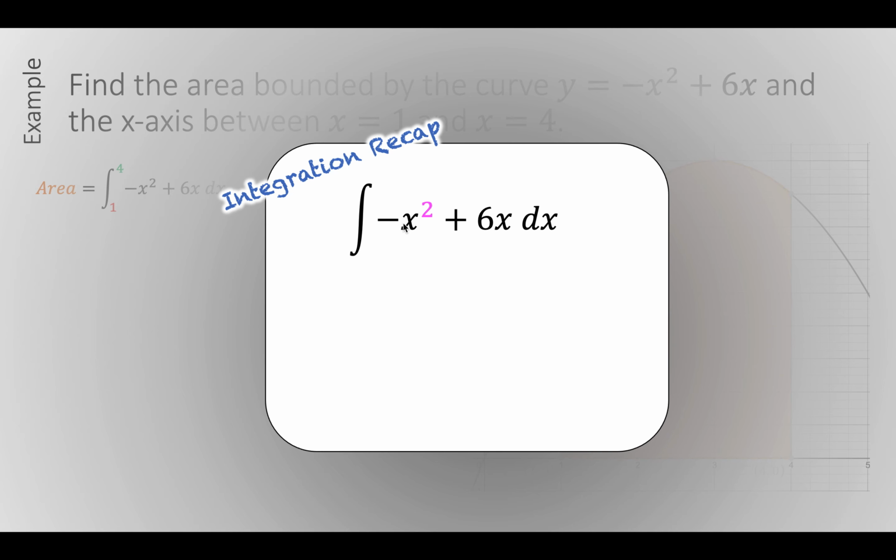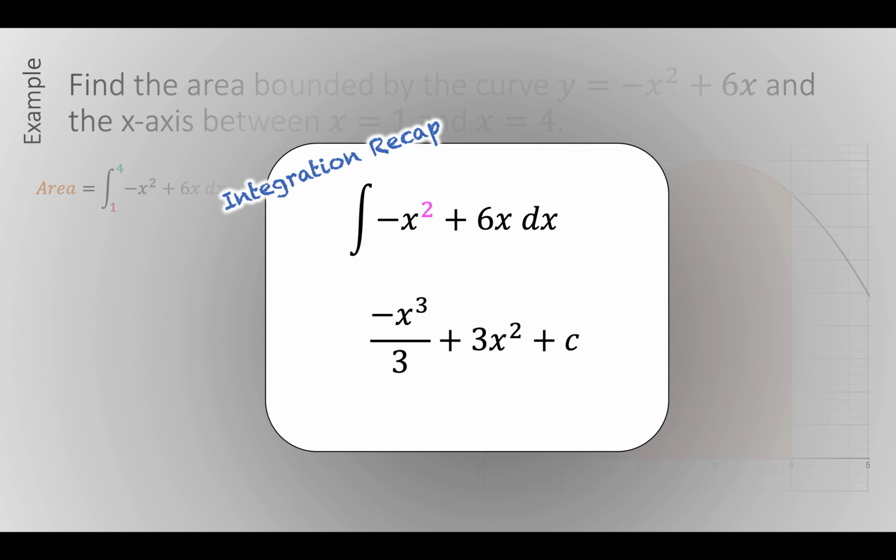So we first look at the power, the x squared, and we're going to add 1 to the power. And so it becomes minus x cubed. Then we divide by the power. Then we look at the 6x. The 6x is to the power 1. So we add 1 to the power, it becomes x squared, and then we divide by the new power. 6 divided by 2 is 3. And so we get this.